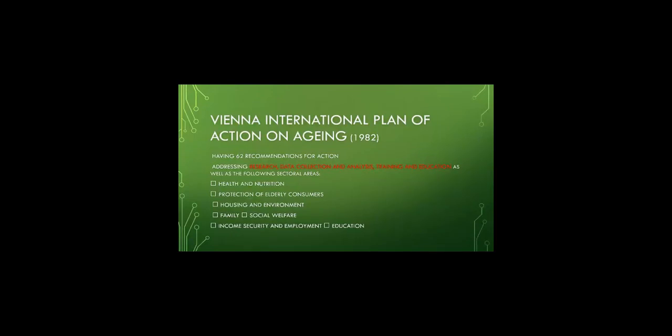Then came, in 1982, a very important declaration in relation to aged persons. This is called the Vienna International Plan of Action on Aging. It is a detailed plan of action, and it recommends that research, data collection and analysis, training and education have to be undertaken for the assessment, planning and implementation of schemes in relation to senior citizens.